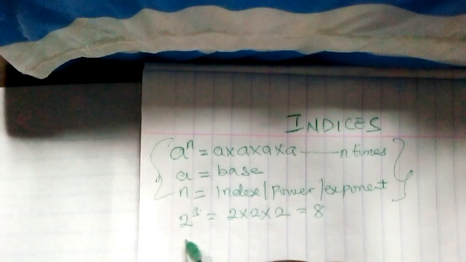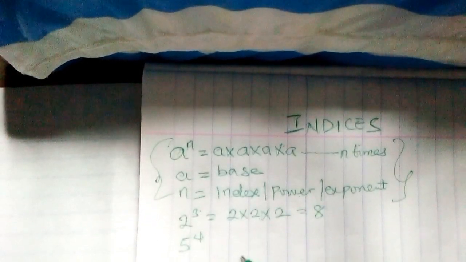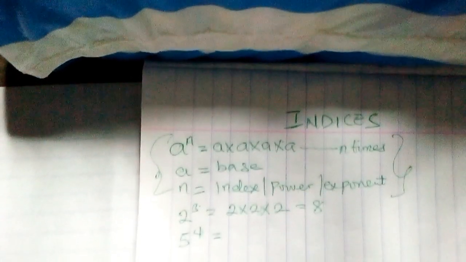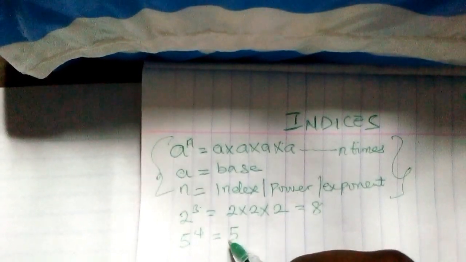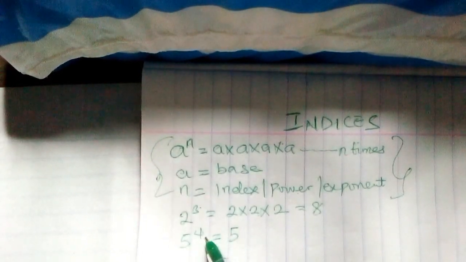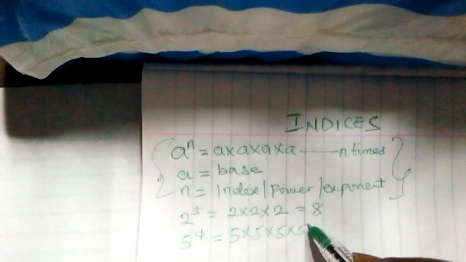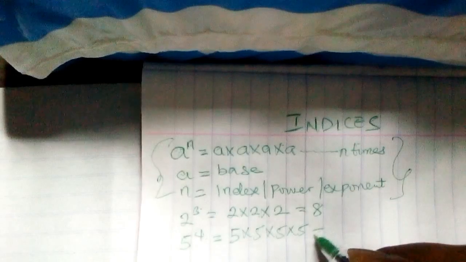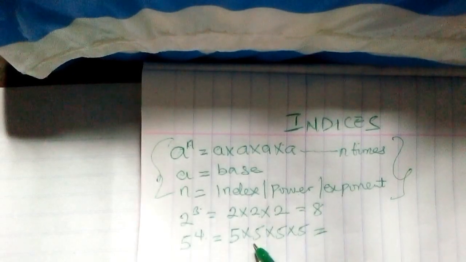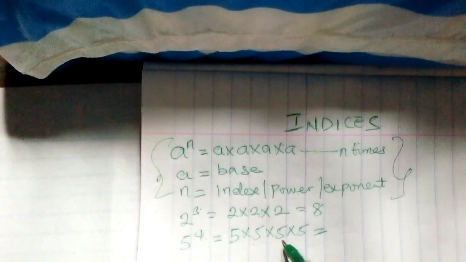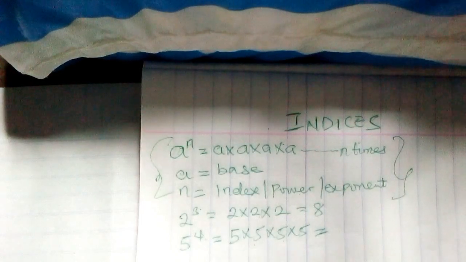Or maybe they give you something like 5 raised to the power of 4. That means you multiply this 5 in 4 places: 5 times 5 times 5 times 5. You don't stop at 3 times. So 5 times 5 is 25, then 25 times 5.